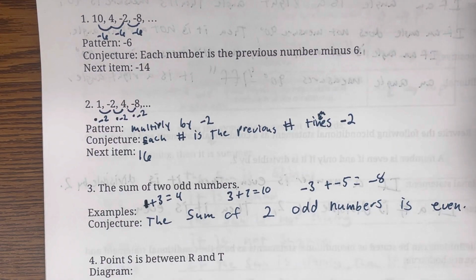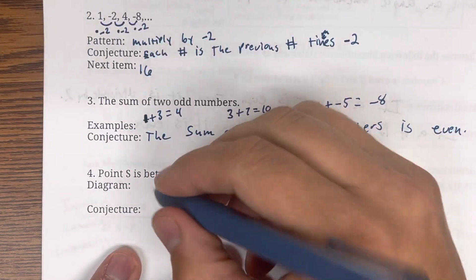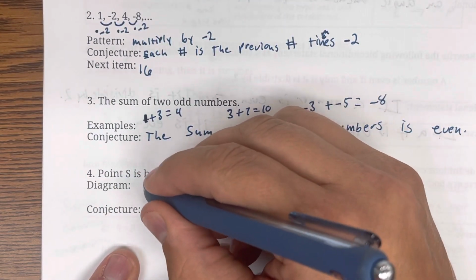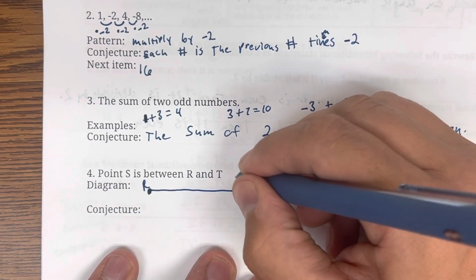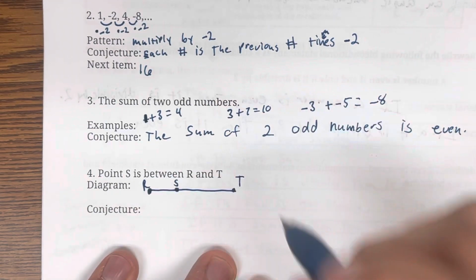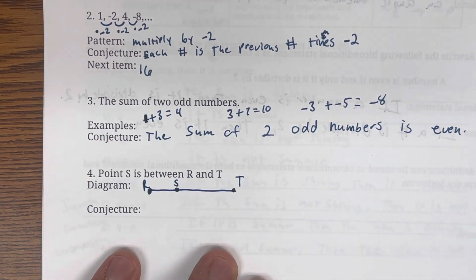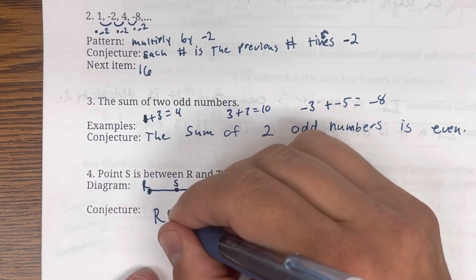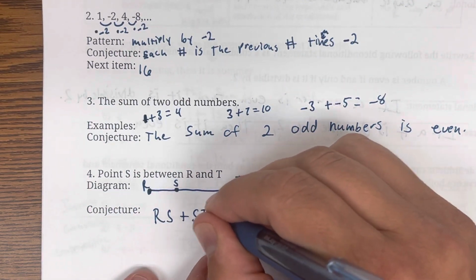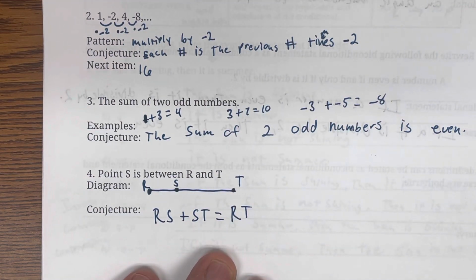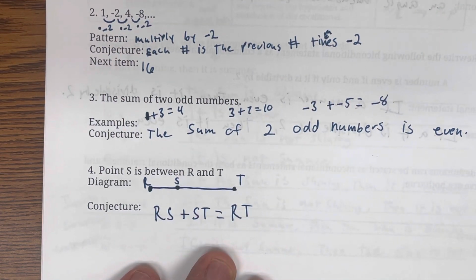Next one, more of a geometric type problem. It says point S is between R and T. So I'm going to draw a diagram. S is between R and T, so that's a segment. R, T, S somewhere in the middle. Now I cannot assume that these two are equal in length. So really the only conjecture I can make is using our segment addition postulate and say that RS plus ST is equal to RT. That's really all I can assume. I cannot assume that those two are equal. So those are some conjectures.